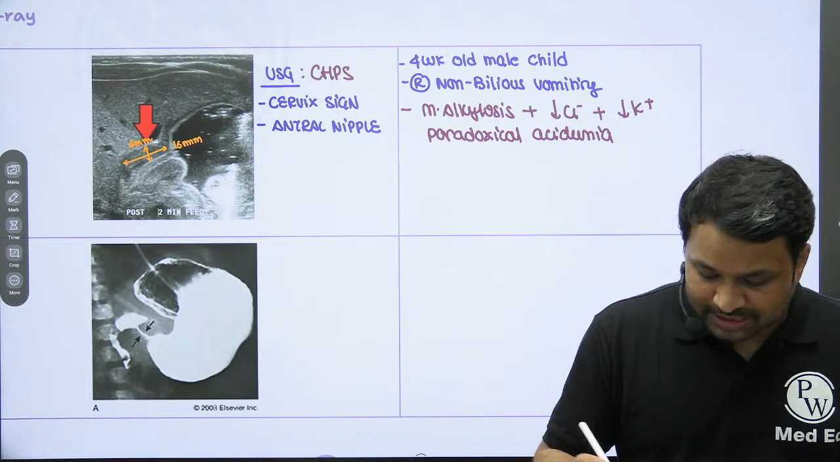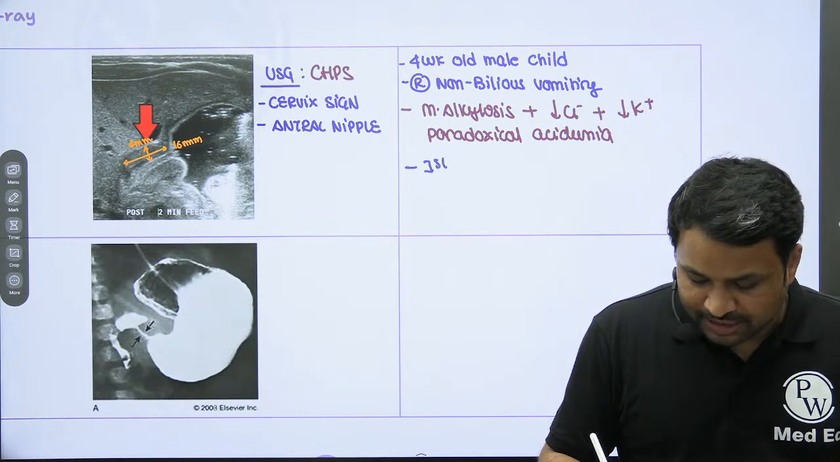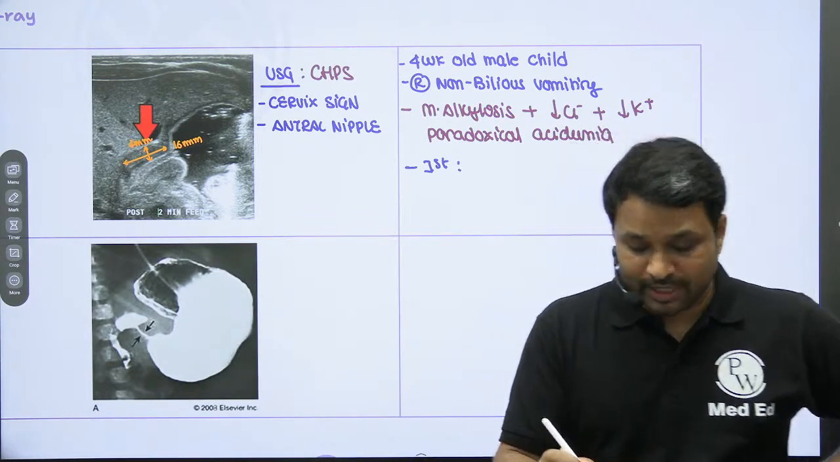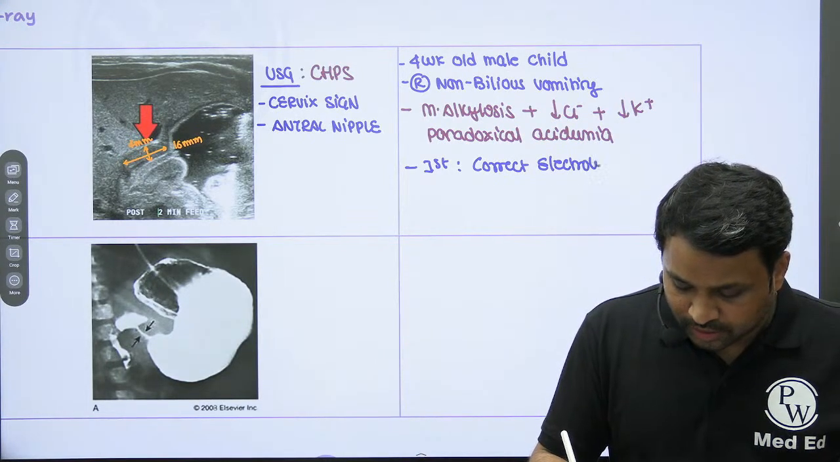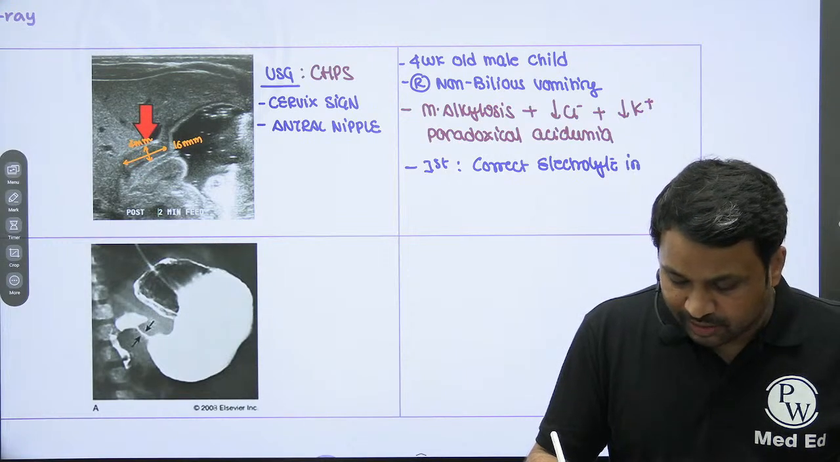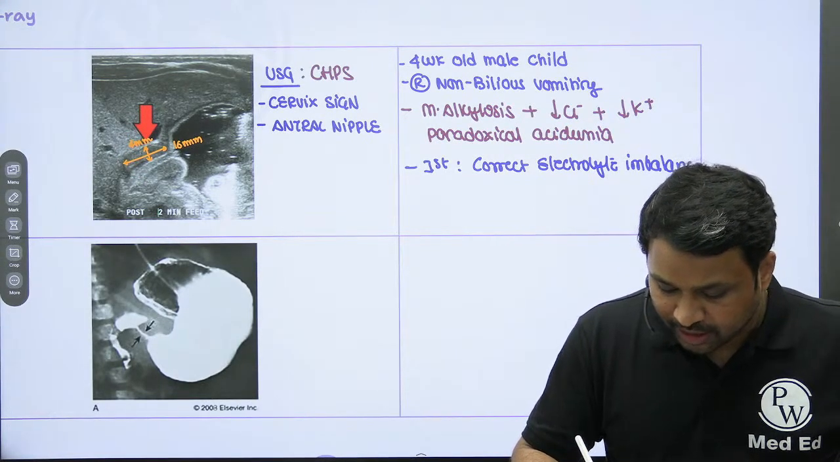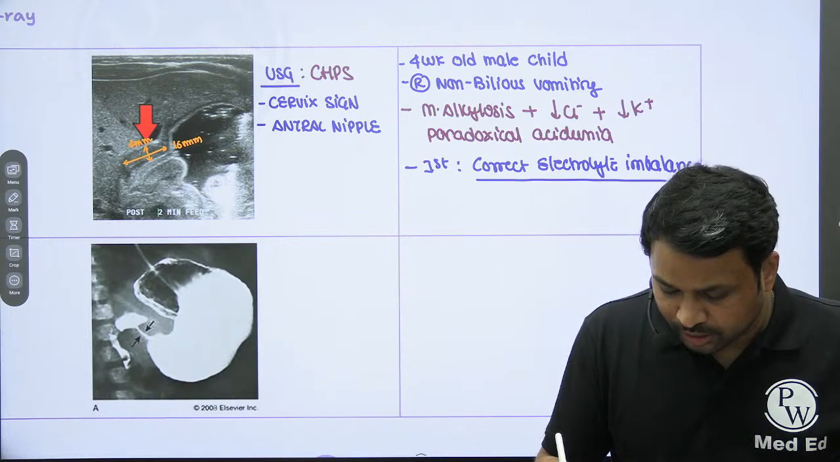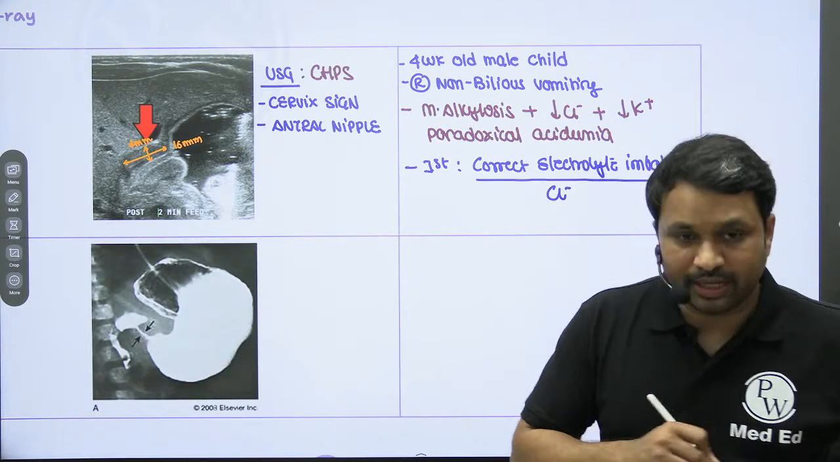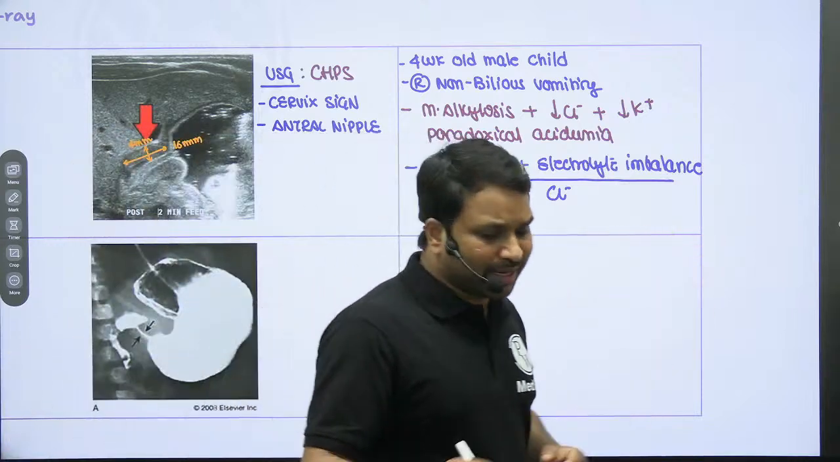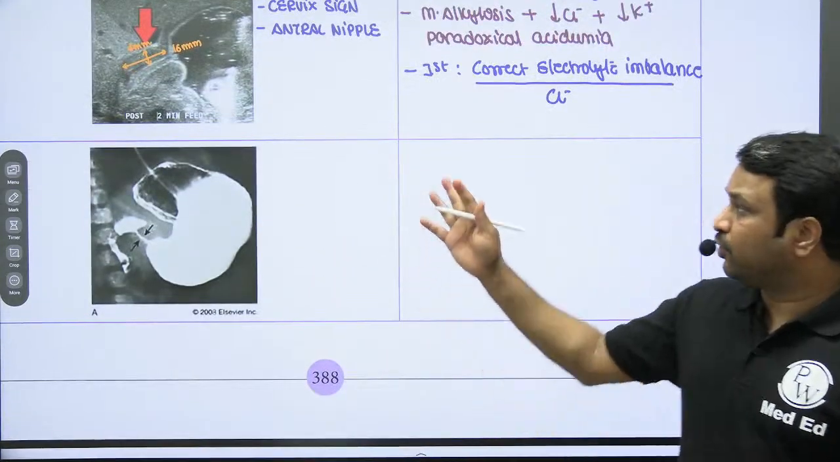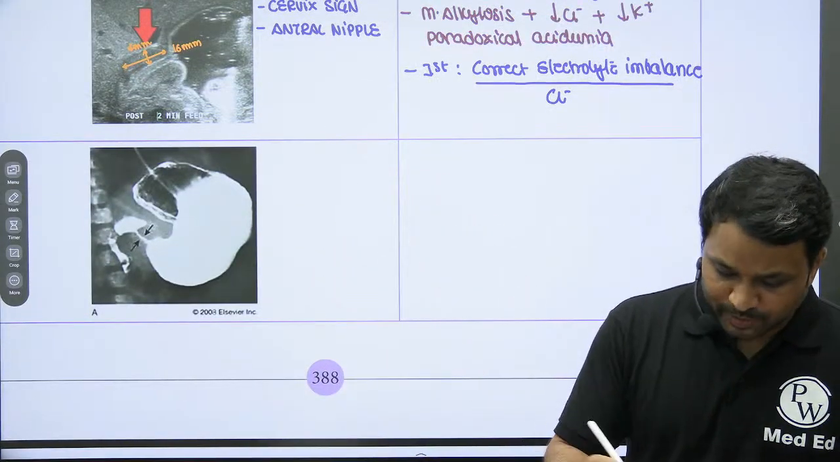Paradoxical aciduria. Now, again, a very important exam question. What is the first step in the management? The first step in the management for your CHPS is to correct the electrolyte imbalance. फिर सवाल पूछ लेगा कि most important electrolyte to be corrected. Remember, the most important electrolyte to be corrected is chloride. Chloride correction के बाद ही करोगे. सर्जरी हमने already बात कर रखी है. That is Ramstedt's pyloromyotomy.